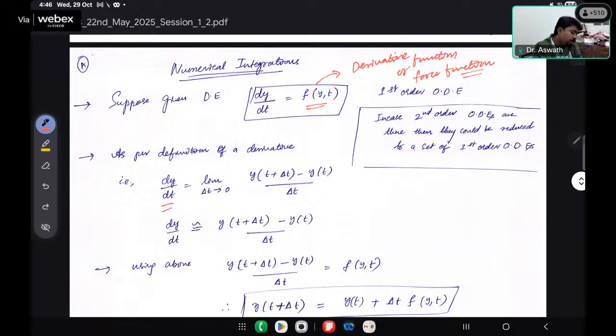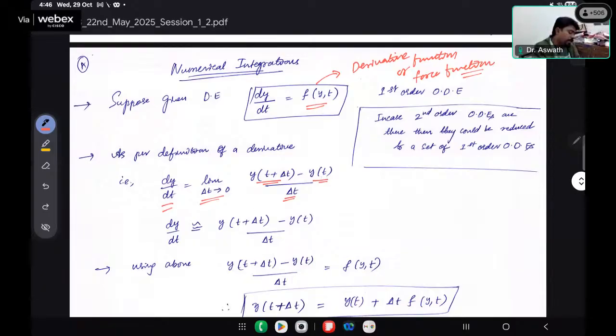Okay, so derivative of y with respect to time means y value at t plus delta t minus y value at t, divided by small change delta t, where delta t tends to 0. This is the definition of derivative. Now let's exclude the limit and say dy by dt is approximately this fraction.